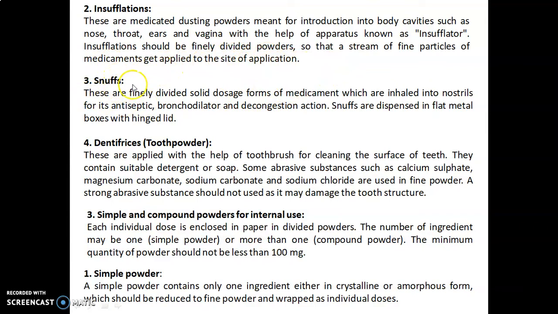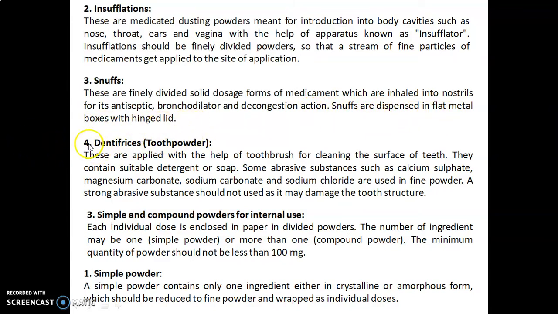Snuffs. These are finely divided solid dosage forms of medicament which are inhaled into the nostrils for their antiseptic, bronchodilator and decongestion action. Snuffs are dispensed in flat metal boxes with a hinged lid.